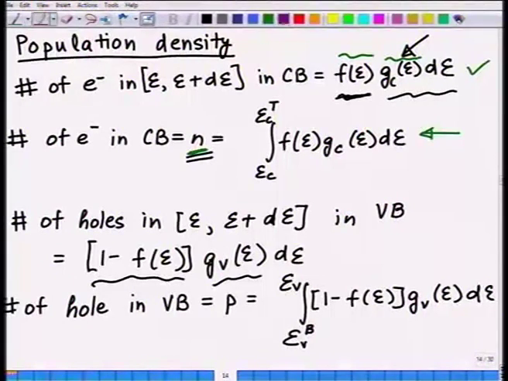We followed the same logic for holes. The number of holes is 1 minus Fe, which is the probability of finding a hole at energy level E, times GV of E, the density of states for holes in the valence band. Again, if I integrate it over the whole energy range, from the bottom of the band to EV, the top of the valence band, we get the number of holes in the valence band. So this is where we ended last time.